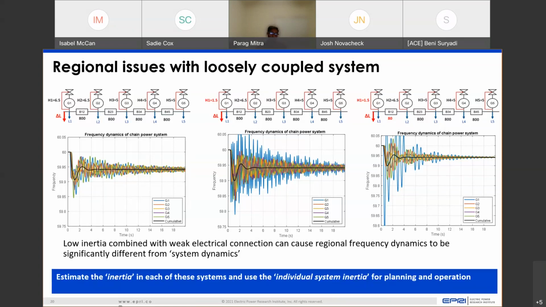The takeaway from here is that if in your system you have renewables coming up within certain parts of your system, and a portion of your system has inertia going down, and if you have weak electrical connections to that particular system, maybe it's a remote area where you have a lot of wind or a lot of solar, you may have regional frequency dynamics that may be significantly different from system dynamics. And when things like these happen, a measure of the system inertia based on these EMS unit commitment might not give you a good measure of the problems that you might have in those particular regions.